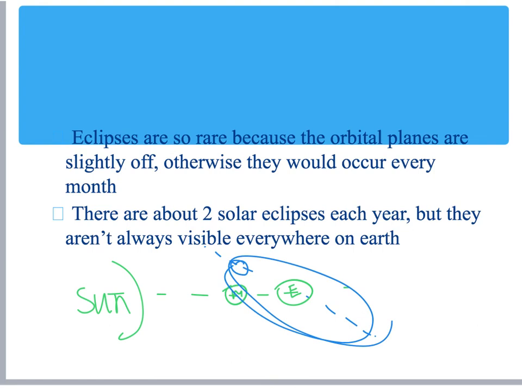So if it was all in the same elliptical plane, if it was all lined up perfectly, we would have a solar and a lunar eclipse every month. When it was a new moon, we'd have a solar eclipse. When it's a full moon, we'd have a lunar eclipse. However, since they are offset a little bit, they only line up about twice a year.